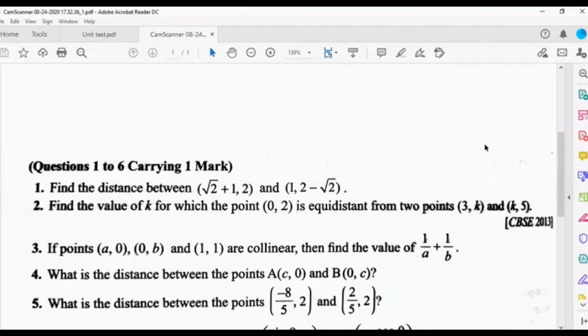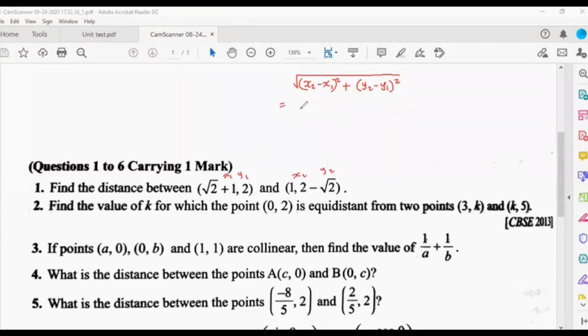Now come to this question. Find the distance between the points in the first question. So we have the distance formula. Can you tell the distance formula? Square root of (x2 minus x1) all square plus (y2 minus y1) all square, right? So here there are 2 points. One point you can take as (x1, y1), the second one (x2, y2). So how will the distance come?